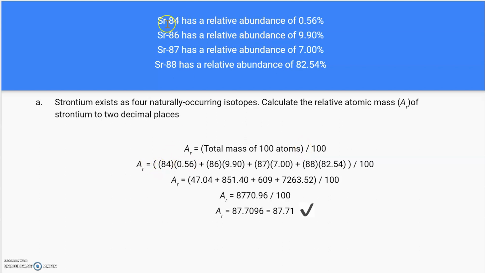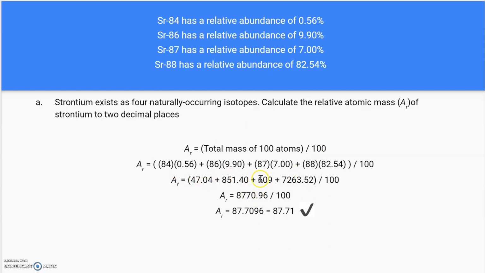So I go ahead and take that molecular mass of strontium-84, which is 84, and then multiply it by 0.56. And then go ahead and take that 86, multiply it times 9.9. Go ahead and take that 87, multiply it times 7. And go ahead and multiply that 88 by 82.54.